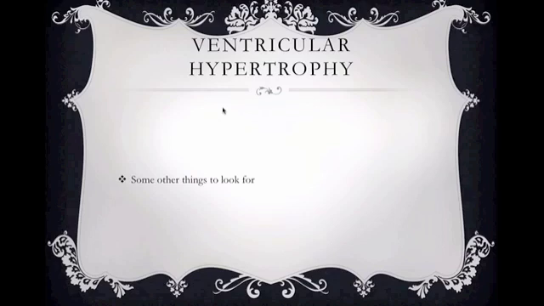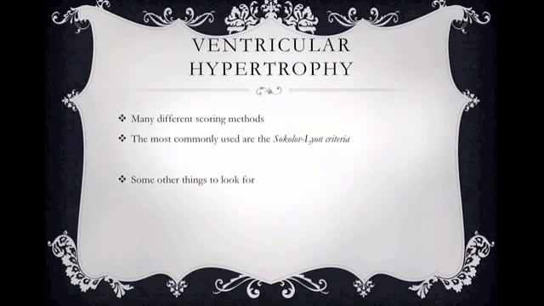Now, this is not a 12-lead lecture per se, so we're not going to go into all the criteria for ventricular hypertrophy, but what are some things to look for, right? There's lots of different scoring methods for ventricular hypertrophy, but the most commonly used is the Sokolov-Lyon criteria, which pretty basically says you look at the S wave depth in V1 and you add it to the tallest R wave in V5 or V6, and if you get 35 millimeters or greater, it is ventricular hypertrophy.